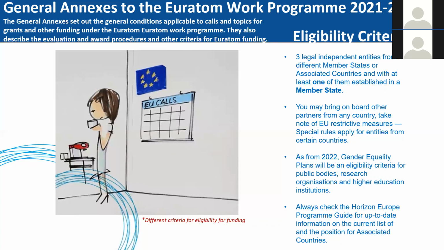What I have described here are the eligibility criteria, which for the most part are very similar to that of Horizon Europe. Please be aware, though, that there are different criteria for eligibility for funding. Very similar to Horizon Europe, we have 3 legal and independent entities from 3 different member states or associated countries, with at least one of them established in a member state. Of course, you may bring on board other partners from any country, but please take note of EU restrictive measures, and there are special rules for entities from certain countries.